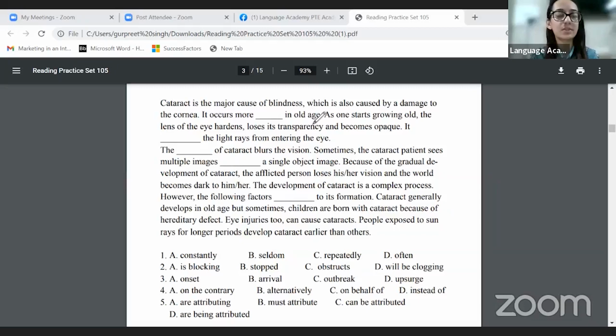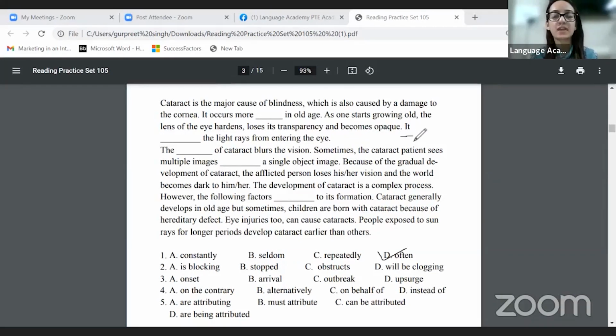The sentence is complete. We need an adverb. Constantly means something which remains the same. Seldom, repeatedly, or often. Often means generally it happens in old age, and everybody is right in selecting often. As one starts growing old, the lens of the eye hardens, loses its transparency, and becomes opaque. It blocks the light rays from entering the eye.